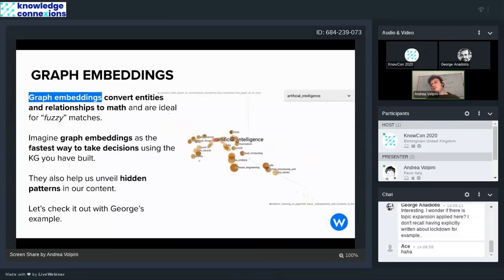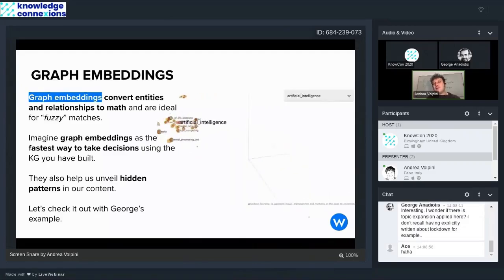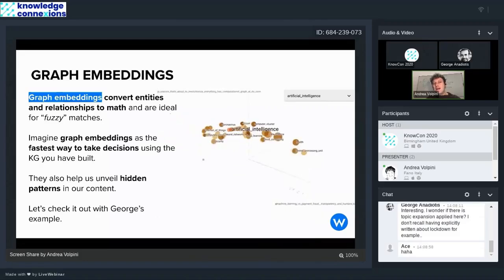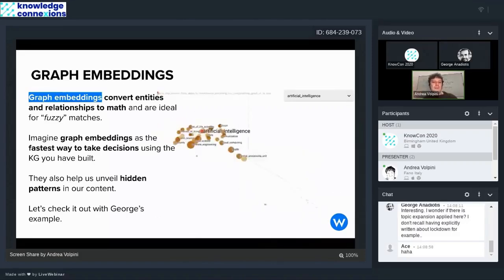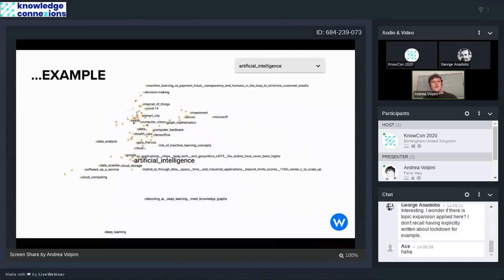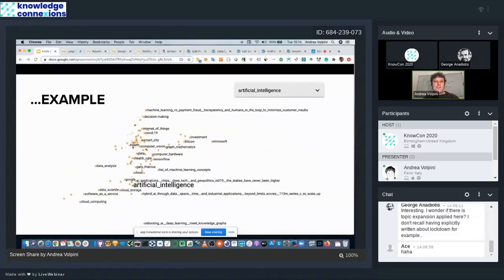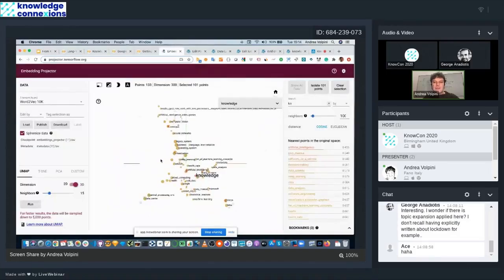And this allows us to quickly understand what's close to what within our graph, and it allows us to take the fast decisions that we need to take as automated SEO in order to build our long tail strategy. So let's have a quick look at the embeddings that I have created from George's knowledge graph.